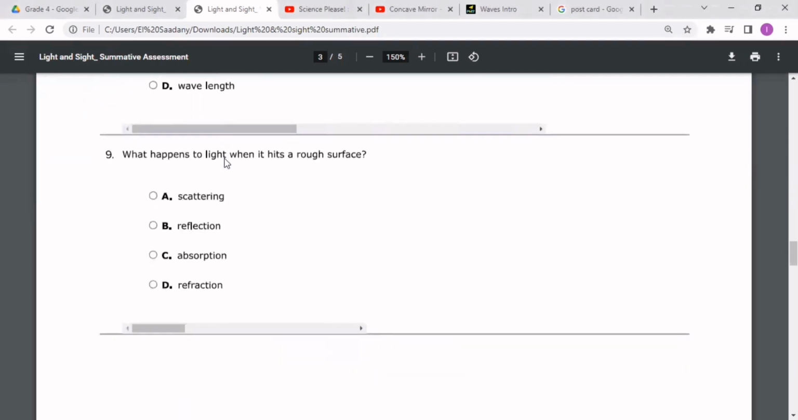Okay. So what happens to the light when it hits a rough surface? When the light falls on a rough surface, what happens to it? Scattering, reflection, absorption, or diffraction? It's scattering. The light scatters and diffuses, goes to a different direction. Okay, let's move on.